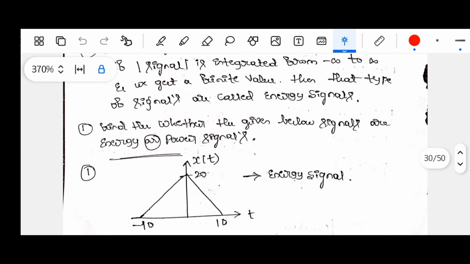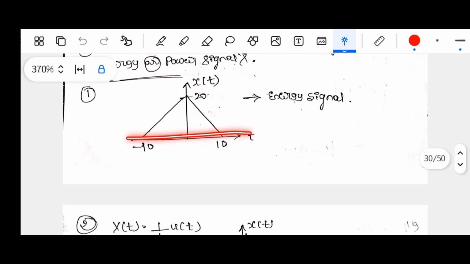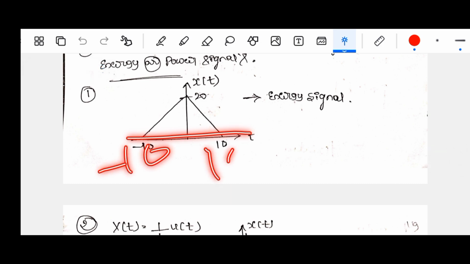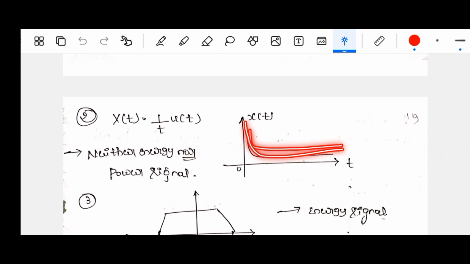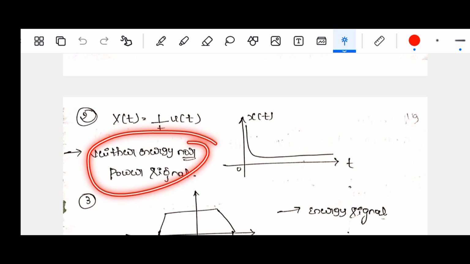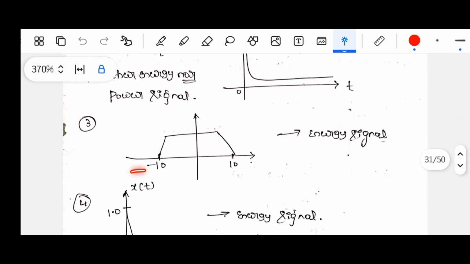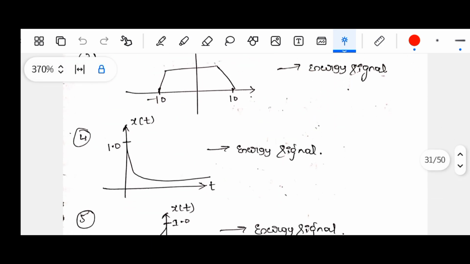Next, let's solve some problems related to the types of signals, which may be energy signal, power signal, or neither energy nor power signals. See this problem here. It has finite numbers, therefore that is an energy signal. Next, x of t is equal to 1 by t into u of t. See this. It is gradually decreasing, but it is not decaying. It has a constant value here. Therefore, it is neither energy nor power signal. See this. It is varying from minus 10 to plus 10. It is an energy signal.